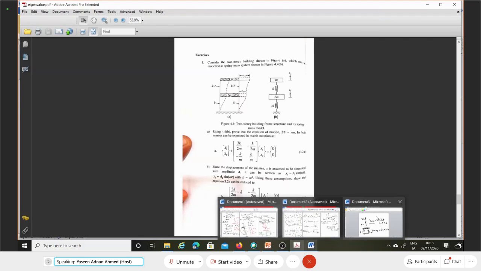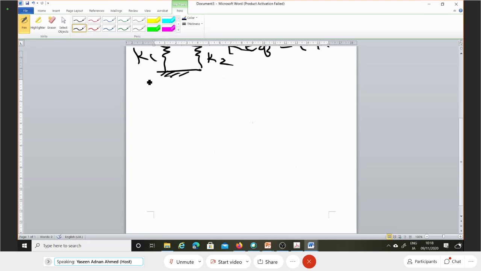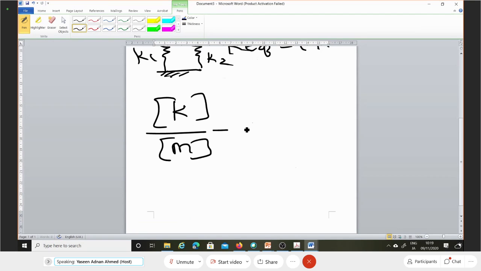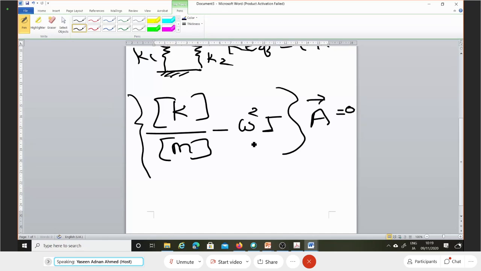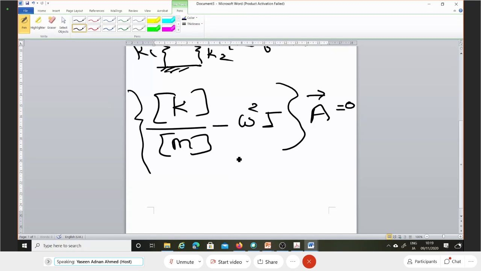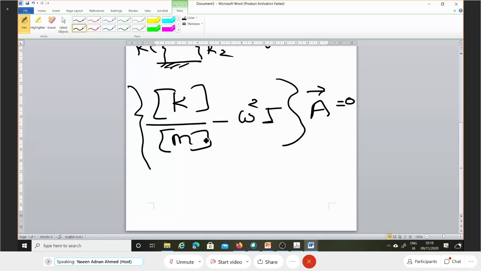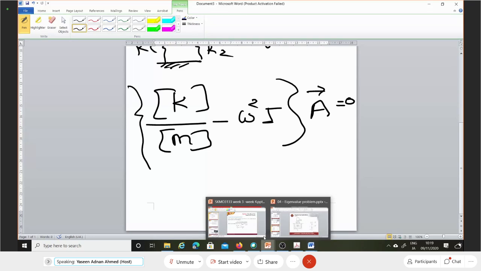Basically, you have to represent your matrix in this way: K by M, and then minus omega square times I, and then we have the unknown vector. For example, A should be 0. Most of the time you have to express your system in this way. K is the stiffness matrix, M is the mass matrix. In this case you will have different types of matrix depending on the different types of arrangement.